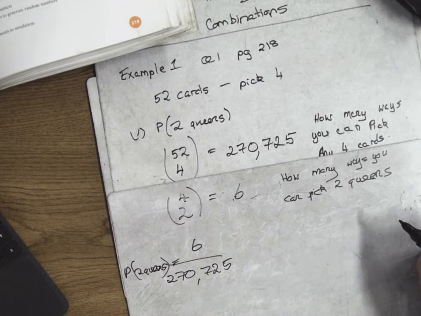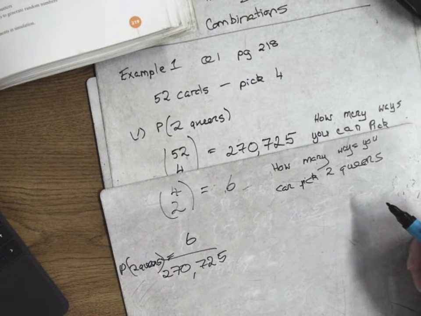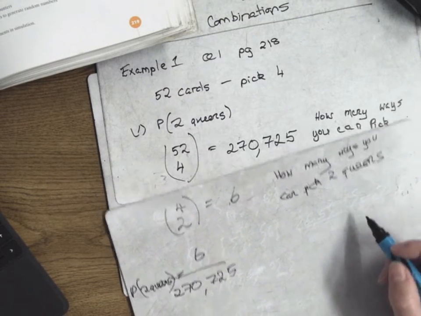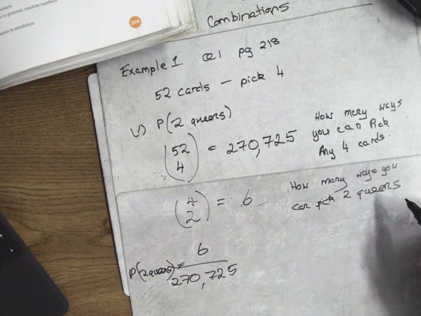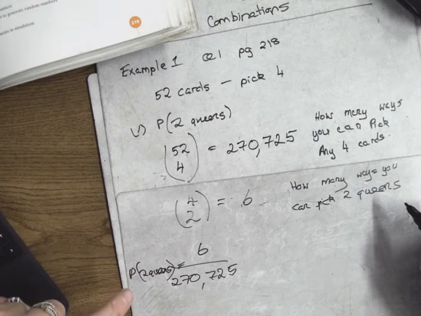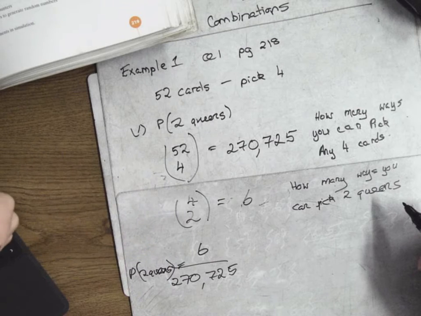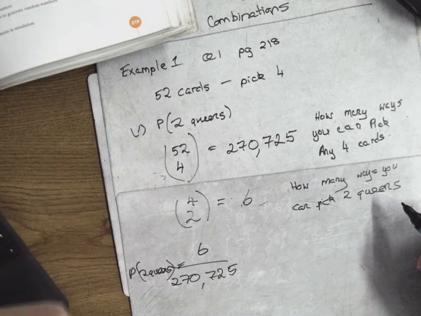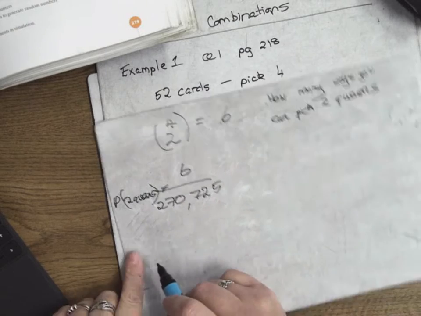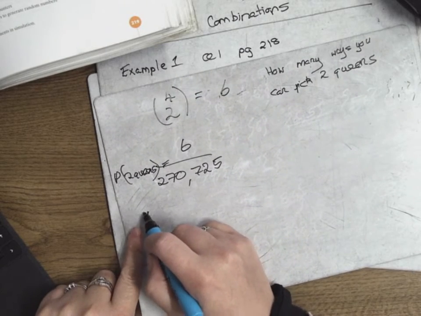Is that alright? Does that cancel down? Probably, I don't know. No. Are we okay with that? So the probability is your last step. You have to work out how many ways you can pick 4 cards, and then how many ways you can pick 2 queens.